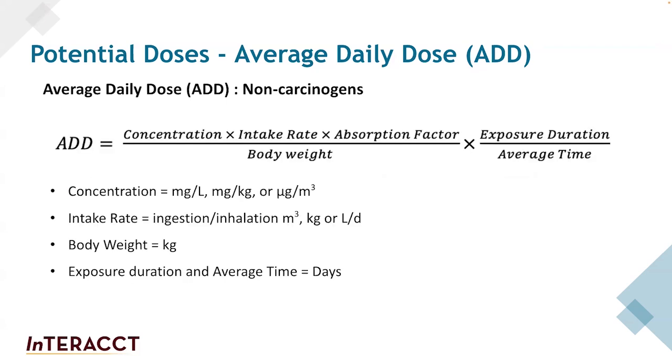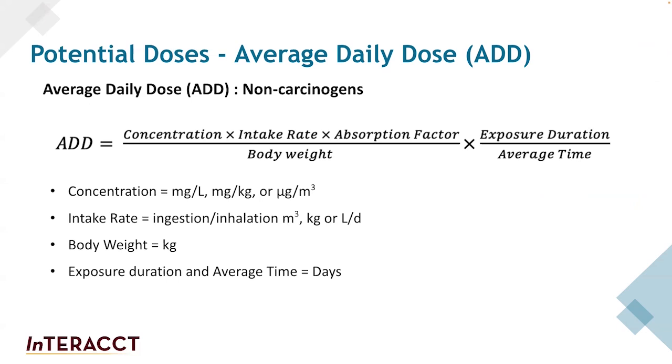The ADD is calculated using this formula. ADD equals the product of concentration, intake rate, and absorption factor divided by body weight and multiplied by the ratio of exposure duration to average time. Let's break that down. Concentration refers to the amount of the chemical in the medium, for example, milligram per liter of water or micrograms per cubic meter of air.